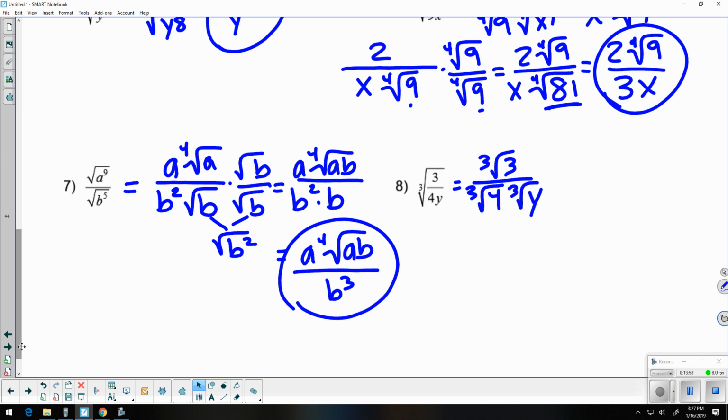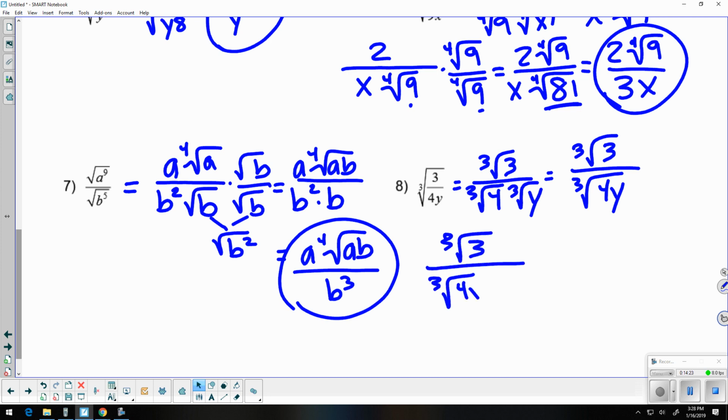Okay, so this one, let me just even combine this back together. So we have cubic root 3, cubic root of 4y in the bottom. Okay, it's going to take 3 times multiplying out cubic root of 4y until we have that radical completely gone in the bottom. So here's how this one's going to work. We already got cubic root 3 on top. All right, cubic root of 4y.